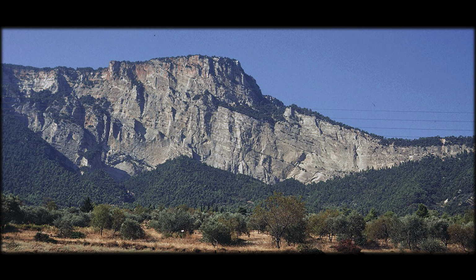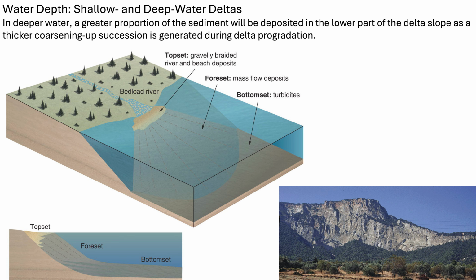Here we have a most amazing example of a Gilbert delta. In deeper water, a greater proportion of the sediment will be deposited in the lower part of the delta slope as a thicker coarsening up succession is generated during delta progradation.